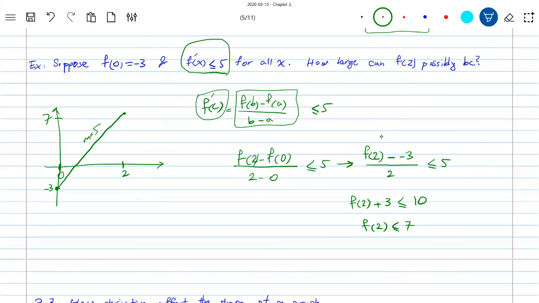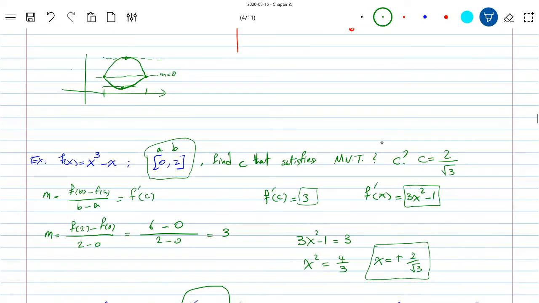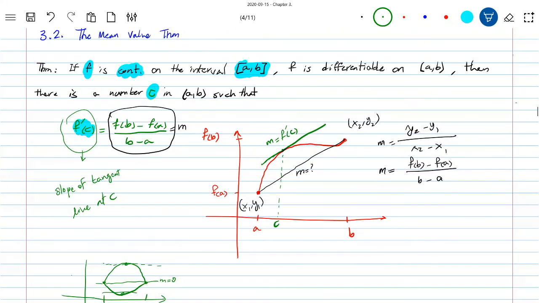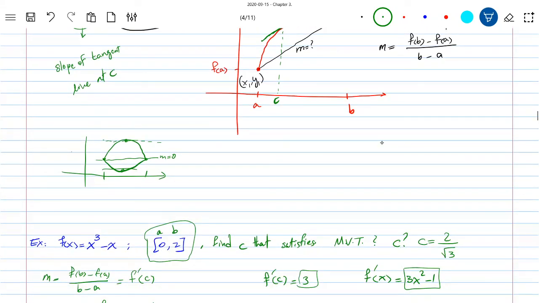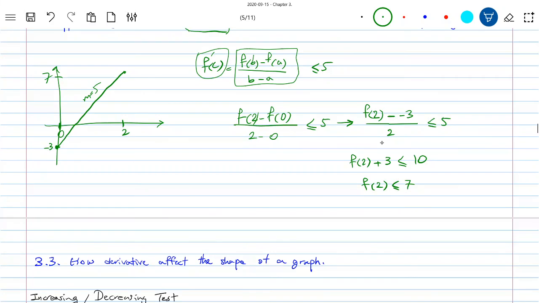Okay, these are the two examples for this section. It's an easy topic to understand. Just make sure that you draw a picture to see the basic idea of the mean value theorem here. Okay, I'm going to stop at this point. Next time we'll continue talking about how the derivative affects the graph, and that would be a very important topic.